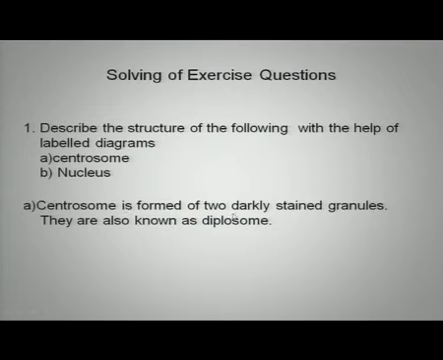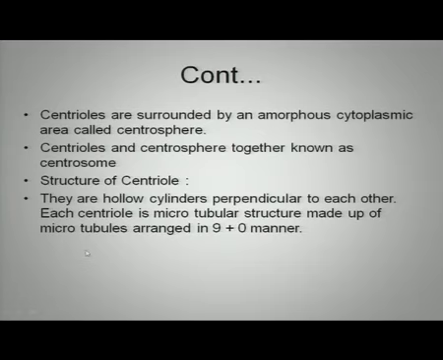Centrosome is formed of two darkly stained granules. They are known as diplosomes, since they are two in number, or the centrioles. They are surrounded by an amorphous cytoplasmic area called as centrosphere. Centrioles and centrosphere together known as centrosome. Structure of centriole already we have covered in the previous session. Have a quick flashback. They are hollow cylinders perpendicular to each other.